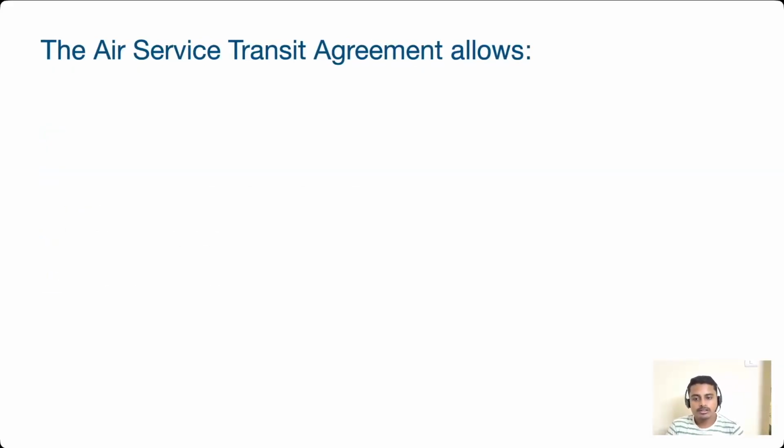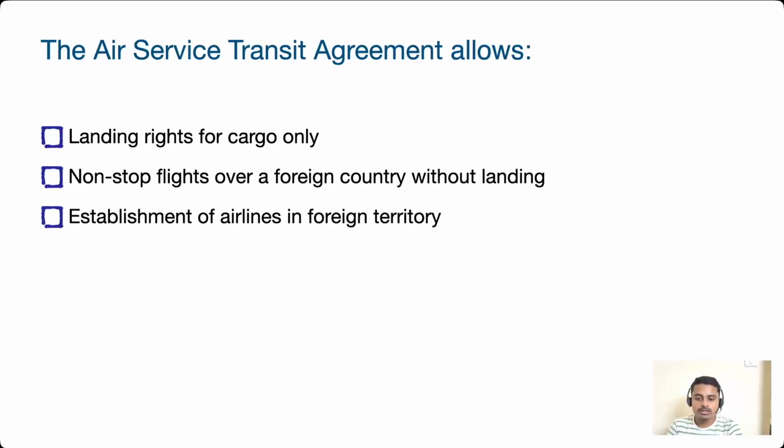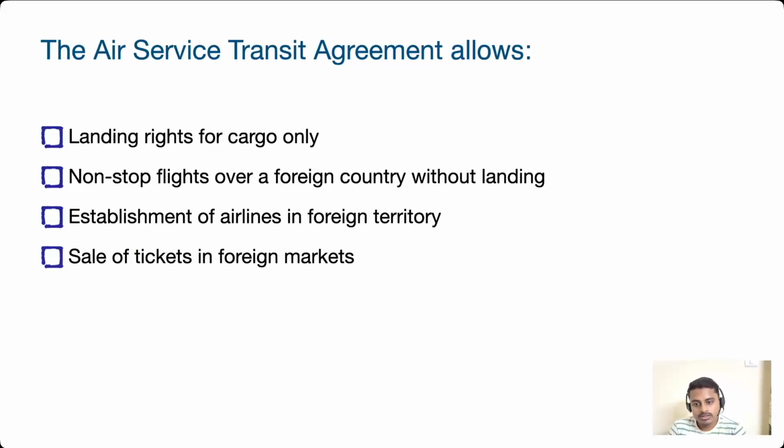The Air Service Transit Agreement allows what? Landing rights for cargo only, non-stop flights over a foreign country without landing, establishment of airlines in a foreign country, or sale of tickets in foreign markets. This Air Service Transit Agreement has the two freedoms of air, the first one and the second one. The first one is flying over another country without landing, and the second one is landing for technical purposes only. So here the answer is non-stop flights over a foreign country without landing. That is the first freedom of air.